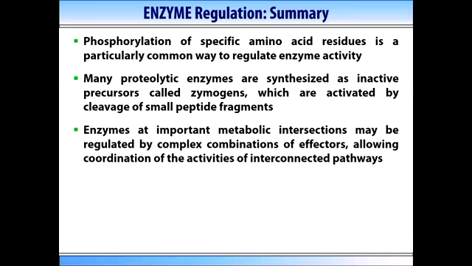Phosphorylation of specific amino acid residues, which we now know are serine, threonine, tyrosine, or sometimes histidine, is the most common way to regulate enzyme activity. Many proteolytic enzymes are synthesized as inactive precursors. We actually didn't talk about the name zymogens. It's like chymotrypsinogen. These are activated by cleavage of small peptide fragments, and that is needed to prevent their premature activity in the cells where it's not needed. Okay, that's it for today.